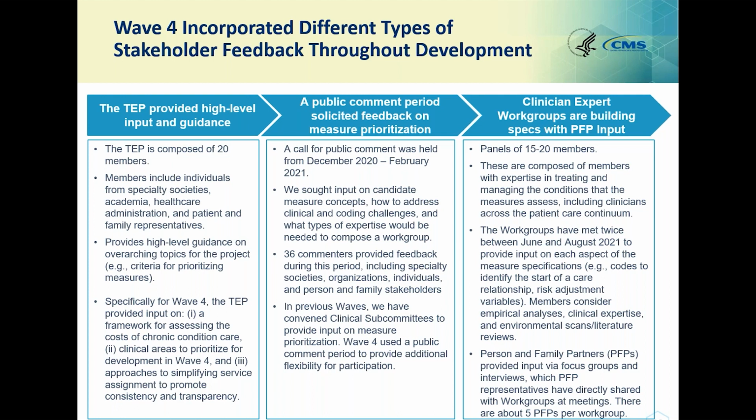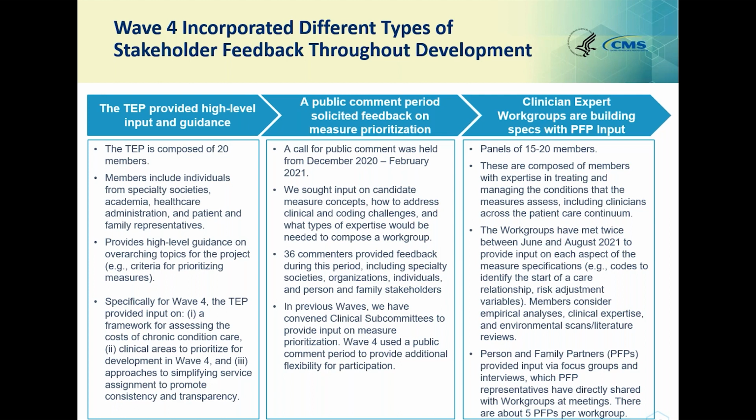With this feedback combined with empirical analyses and environmental scans, we worked with CMS, who then confirmed the final 4 measures that we're developing in Wave 4. Once the measures were confirmed, we posted a call for nominations in April and May 2021 to convene our 4 work groups. Each work group is composed of 15 to 20 members with experience and expertise in the area of care being measured. Work groups provide detailed input on every aspect of the specifications across multiple meetings.